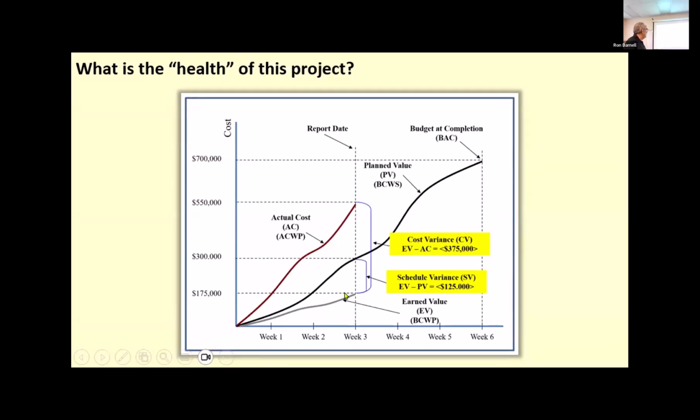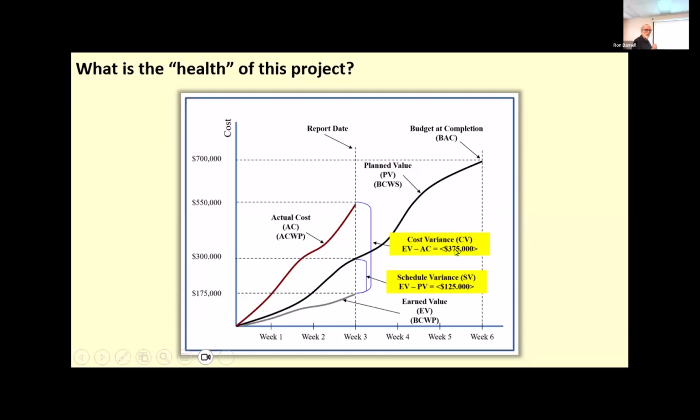So a lot of times people say, well, we're at $175,000 and we should be at 300. So we're only like 125,000 different, but no, this is what we've actually spent, right? So they've got a cost variance there of $375,000.